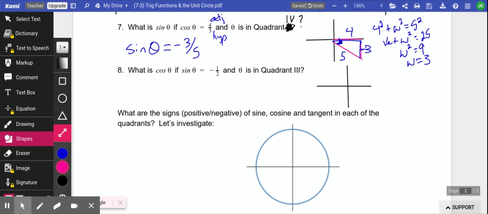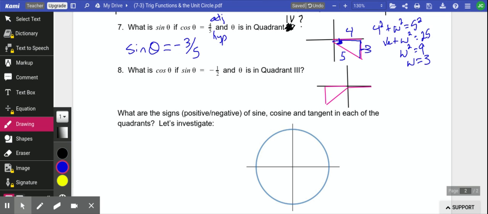Let's try another one like that. We want to know what's the cosine of theta if sine of theta is -1/2 and theta is in quadrant 3. So here we are in quadrant 3 somewhere, doesn't really matter. We're going to finish drawing the triangle with the axis. And the only thing we know is that the sine is -1/2. So sine is opposite, so opposite is -1 and hypotenuse is 2. That negative needs to go with the 1 because the hypotenuse is always positive.